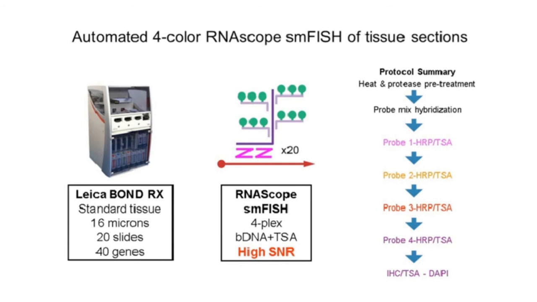In terms of smFISH, we use a version of RNAscope that utilizes both branched DNA and tyramide signal amplification to boost the RNA signal. As a result, we get a really high signal-to-noise ratio that allows us to do very fast imaging. In terms of the details of the protocol, I'll let Xiao-Jun Ma explain the rest.